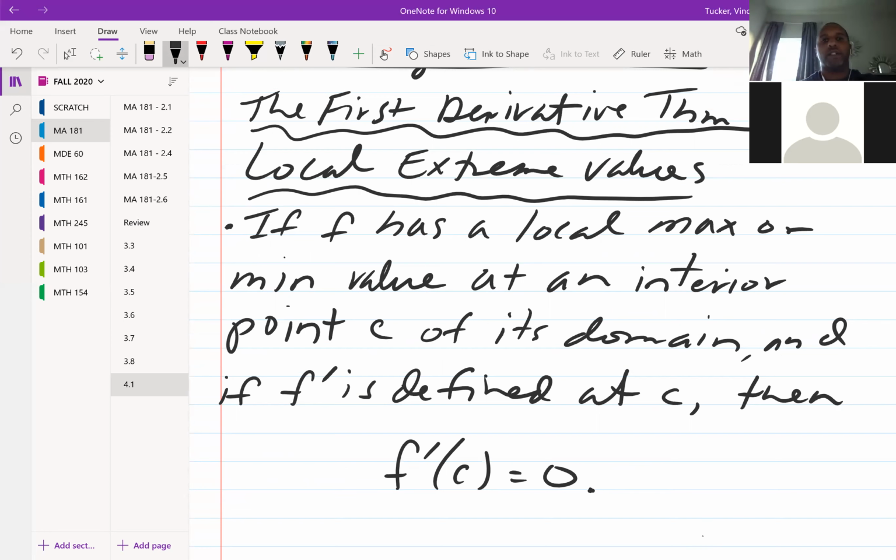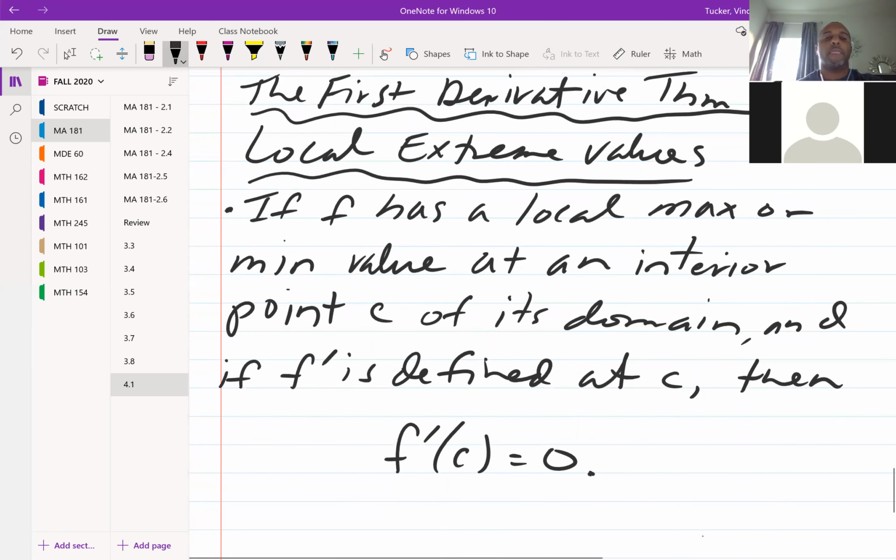All right. So finding extrema, the first derivative theorem for local extreme values. If f has a local maximum or local minimum value at an interior point c of its domain, and if f prime is defined at c, then f prime of c is going to be equal to 0.